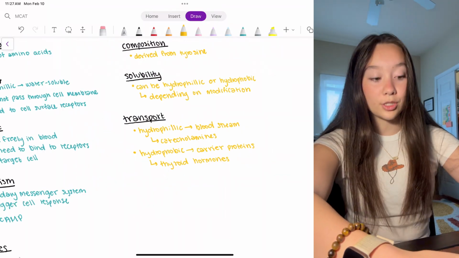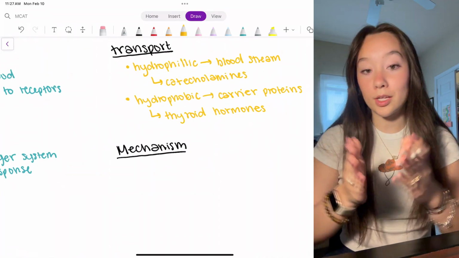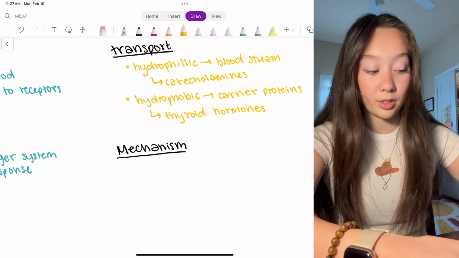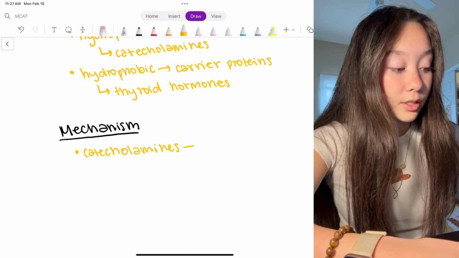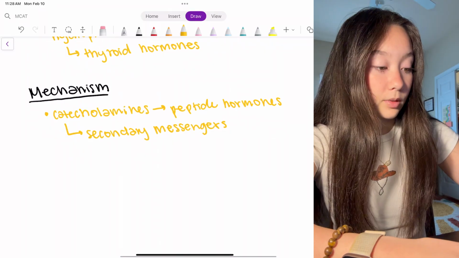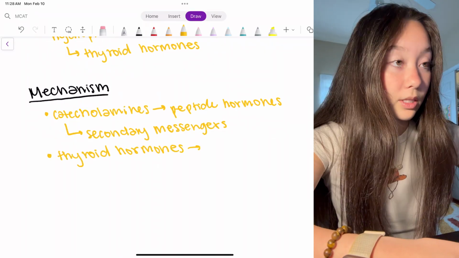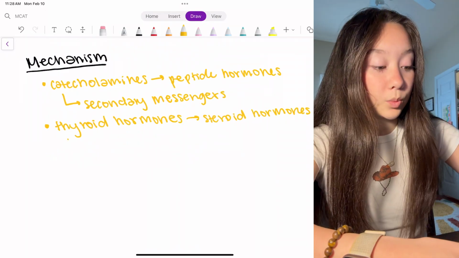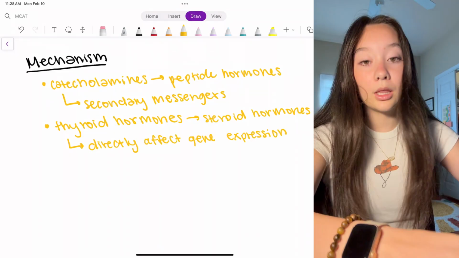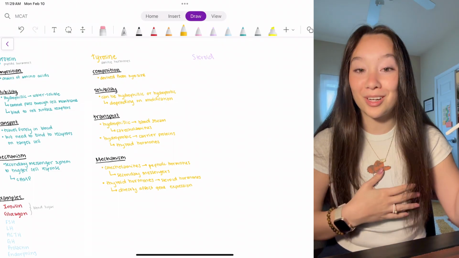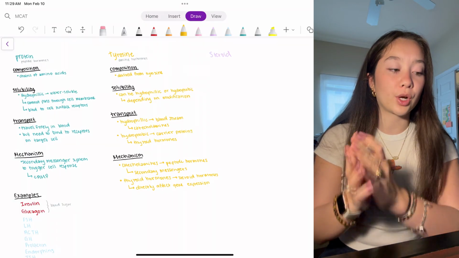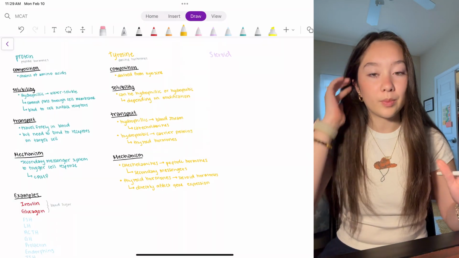All right, now let's move on to the mechanism in which they act. Now, again, it's going to be split up in two different mechanisms since they are not all transported and they don't all have the same solubility. So for those catecholamines, these are just going to act like peptide hormones, which, as we mentioned earlier, is the secondary messenger system. And then those thyroid hormones, these are going to act like steroid hormones, which means they will directly affect gene function. And we'll get a little bit more into detail about that when we talk about our steroid hormones. But just now you can kind of visualize that the tyrosine-derived hormones are kind of in the middle between protein and steroid. They can go either way.